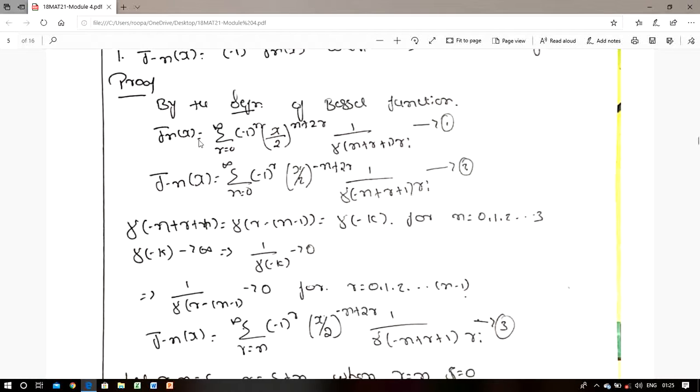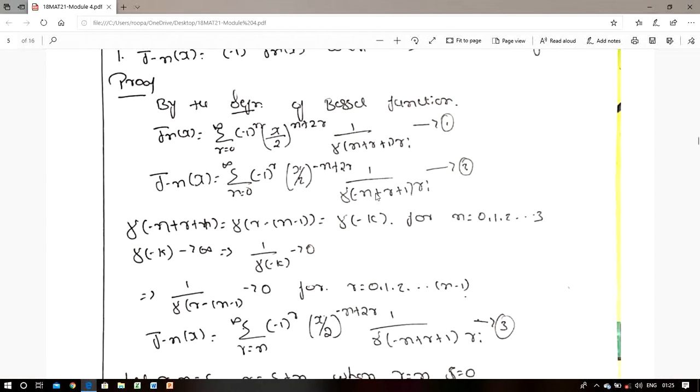Call it equation number 1. In this equation we take n is equal to minus n, just replace n by minus n. Then J of minus n of x is equal to summation r is equal to 0 to infinity, minus 1 to the power of r, x by 2 whole to the power of minus n plus 2r into 1 by gamma of minus n plus r plus 1 into r factorial.